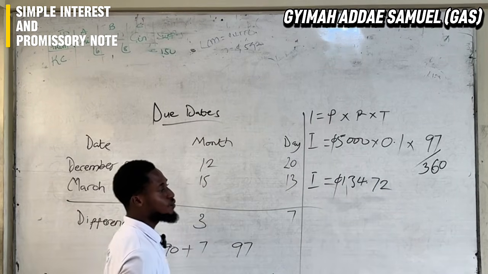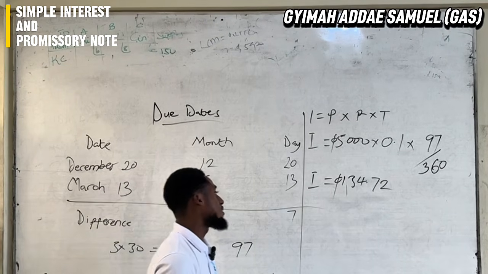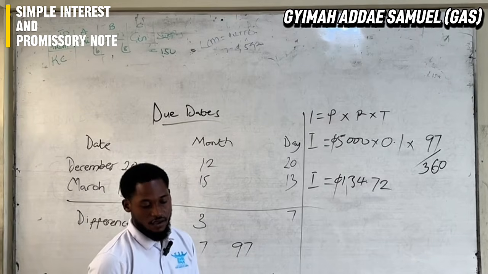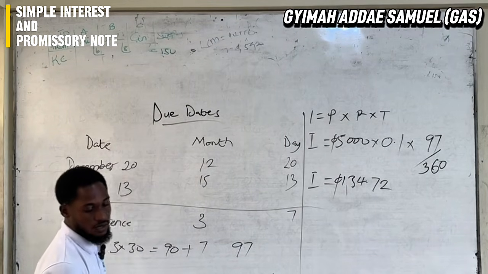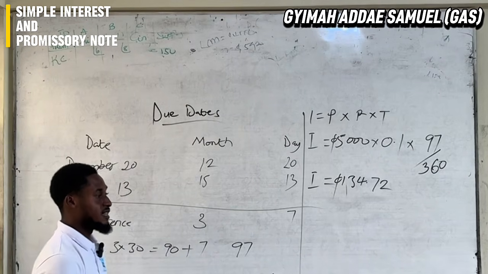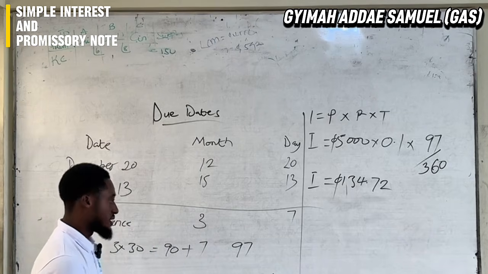In a question where you are asked to calculate the exact simple interest, you therefore divide this 97 by 365. This is how to get our approximate number of days. The first one we did was the exact time, and this is the approximate time.